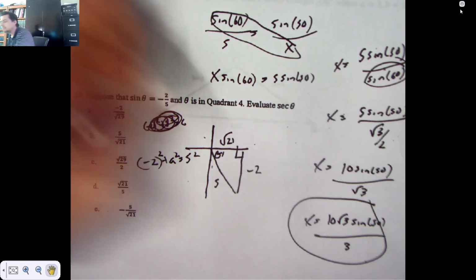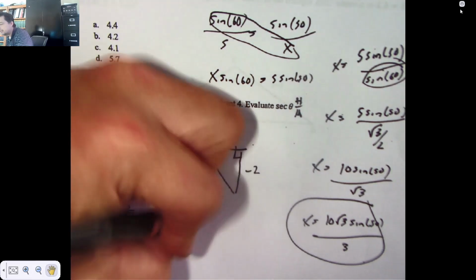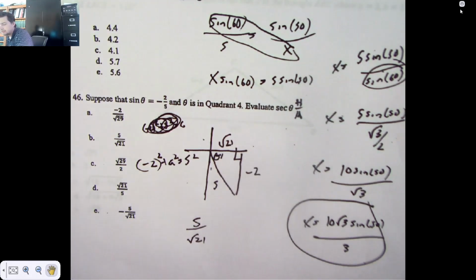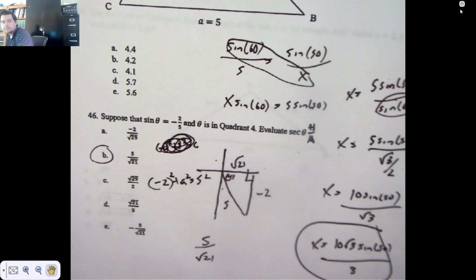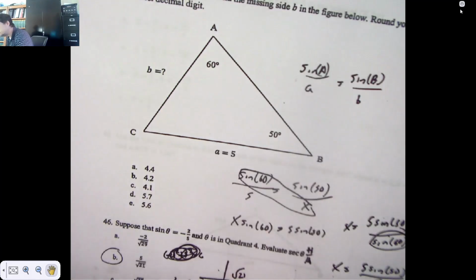And we want secant, and secant is a funny guy. Hypotenuse over adjacent. Hypotenuse is 5, adjacent's root 21. And they tried to speed up their test takers here, and they didn't even clean it up. 5 over root 21.